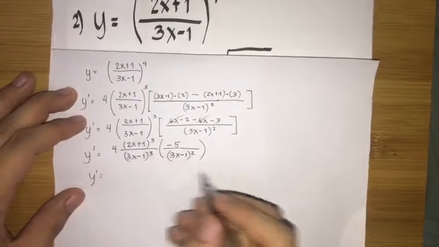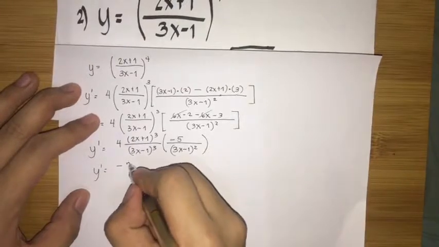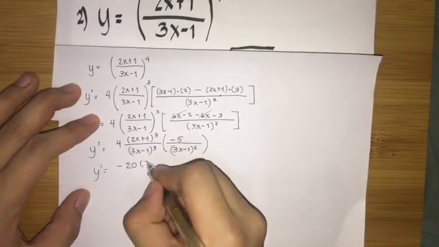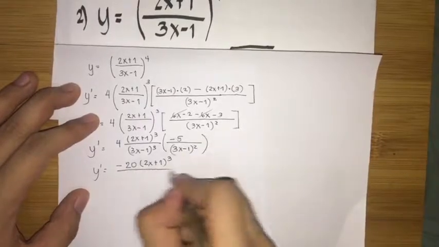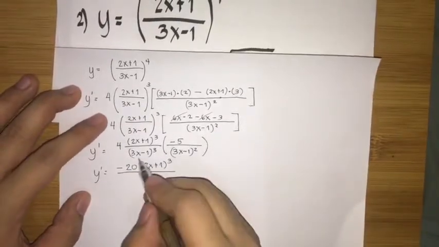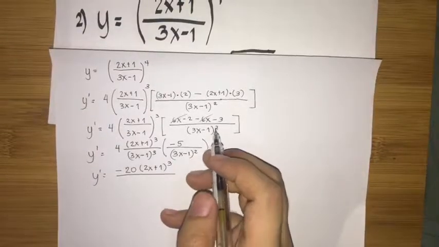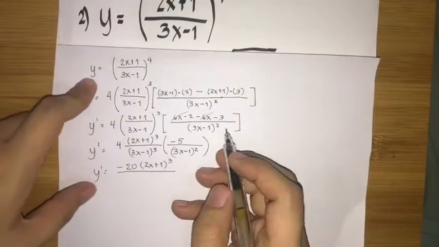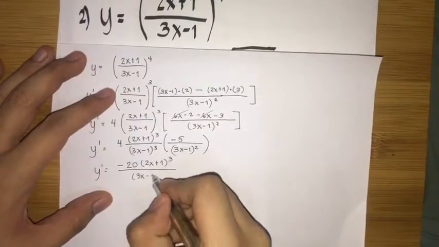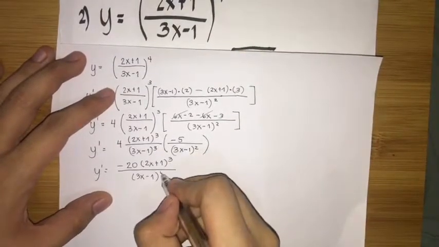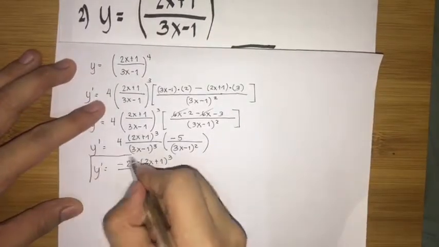Alright, we can now multiply the constant. 4 times negative 5, we have negative 20, then 2x plus 1 quantity cube. For the denominator, since they are the same base, 3x minus 1, and they have exponent of 3 and 2, we'll just add them. So we have 3x minus 1, 3 plus 2 will be 5. So I think we already got the final answer.